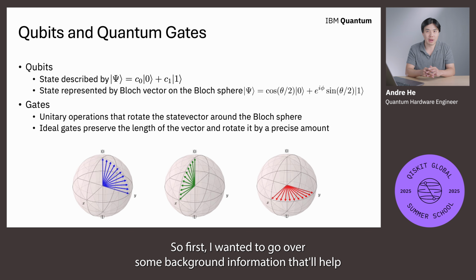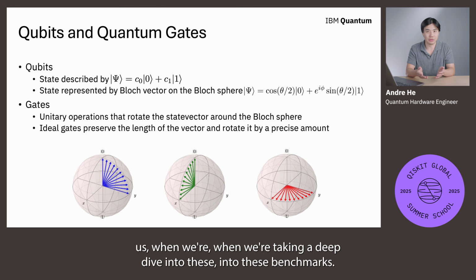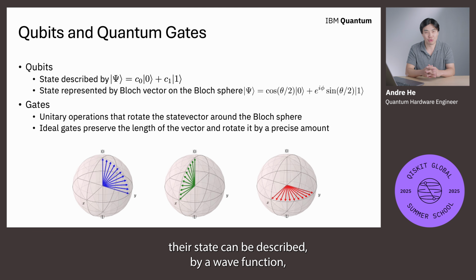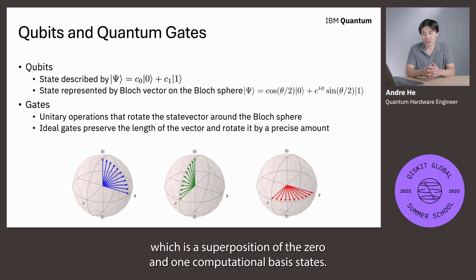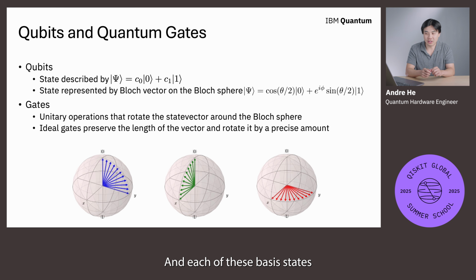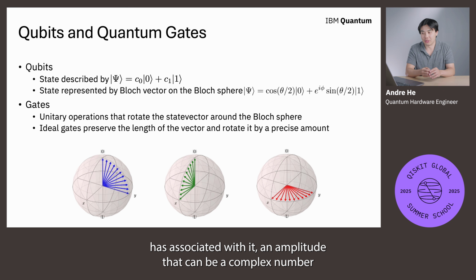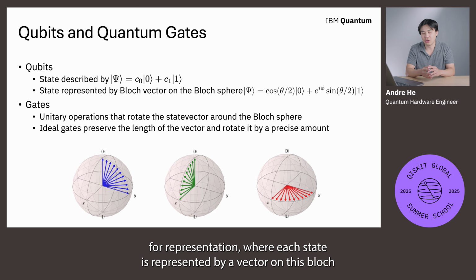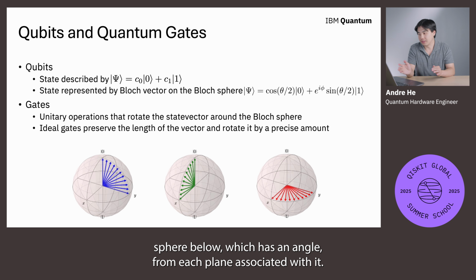So first, I wanted to go over some background information that'll help us when we're taking a deep dive into these benchmarks. Qubits, as we all know, have a state that can be described by a wave function, which is a superposition of the 0 and 1 computational basis states. Each of these basis states has associated with it an amplitude that can be a complex number. A convenient way of representing this state is the Bloch sphere representation, where each state is represented by a vector on this Bloch sphere below, which has an angle from each plane associated with it.